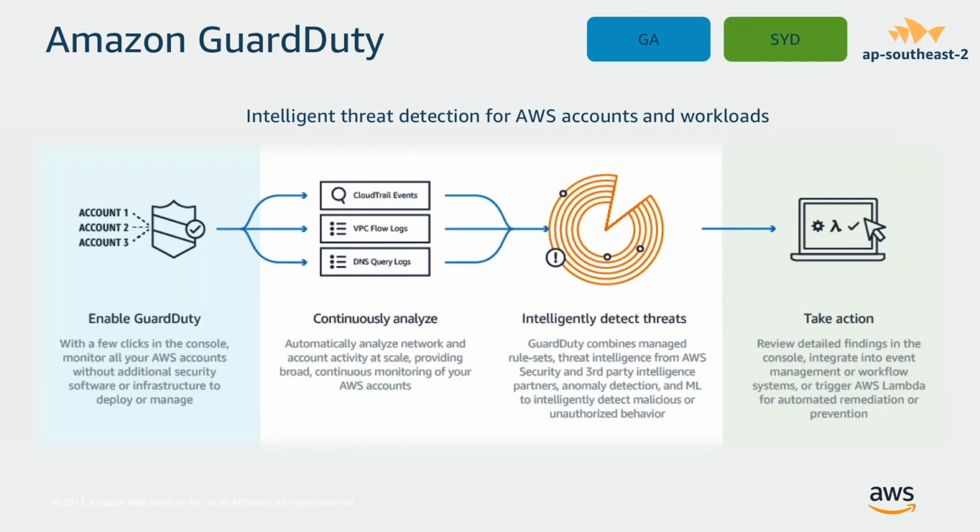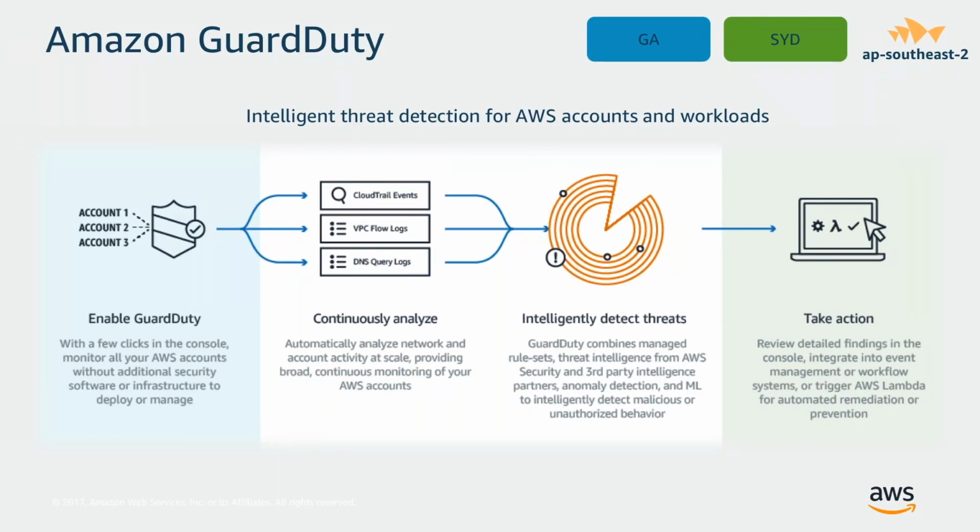And the way it works, it will go in and basically look at things like CloudTrail events. It will look at VPC flow logs, DNS query logs, and so on. And it will give you actionable intelligence on the threats detected throughout your AWS environment and also through the networking flow logs.